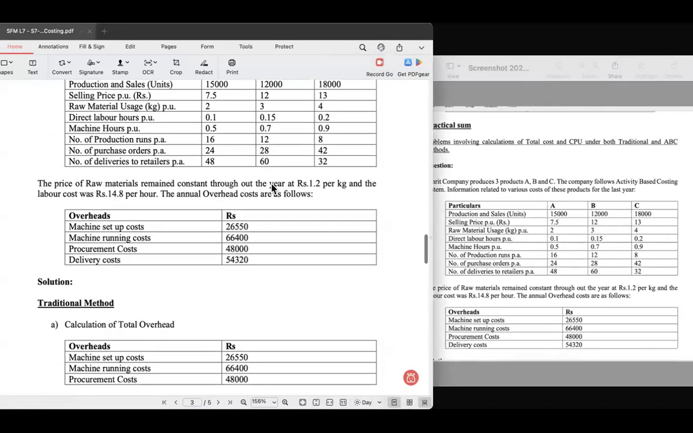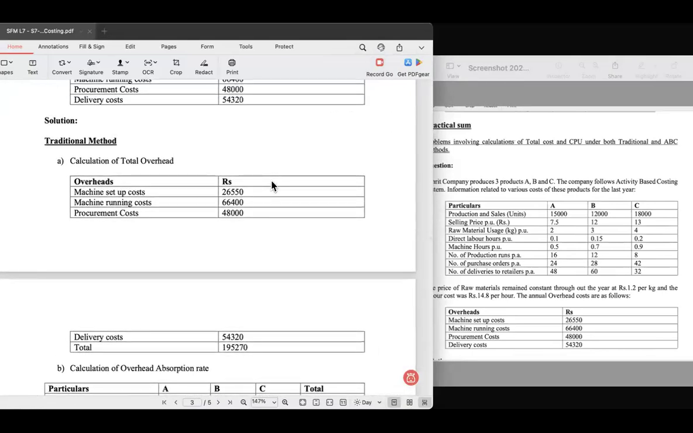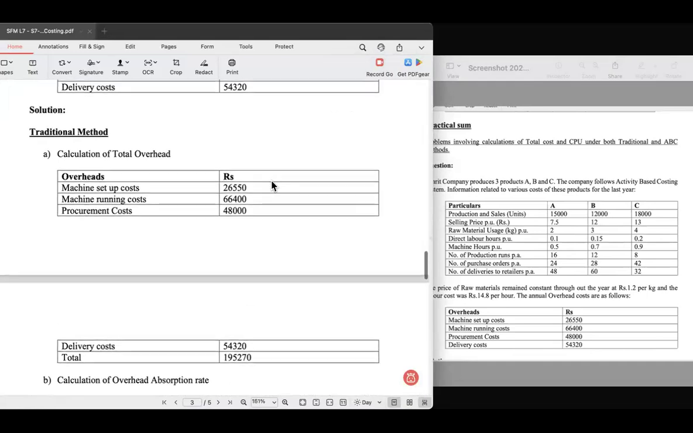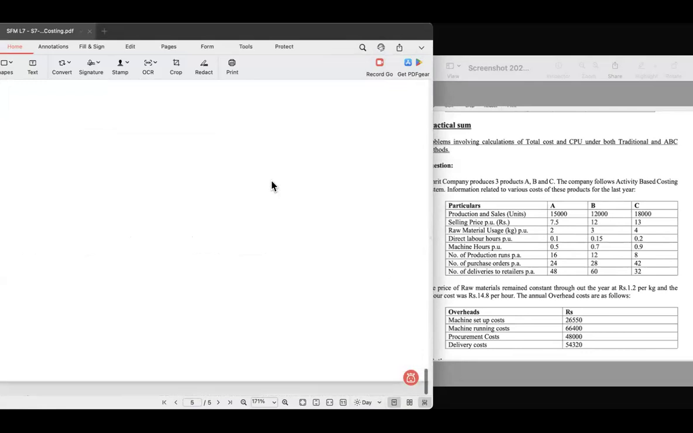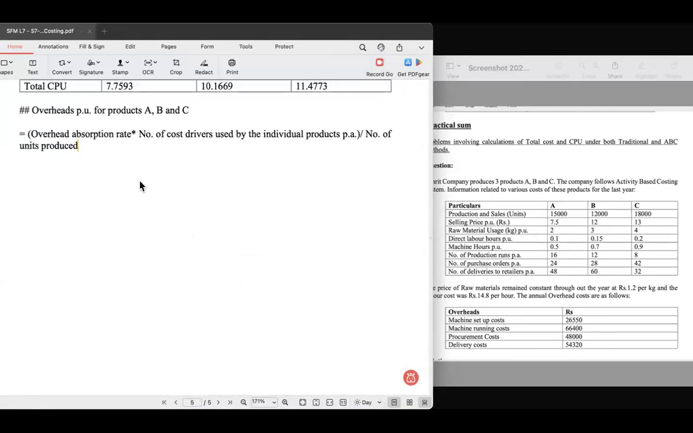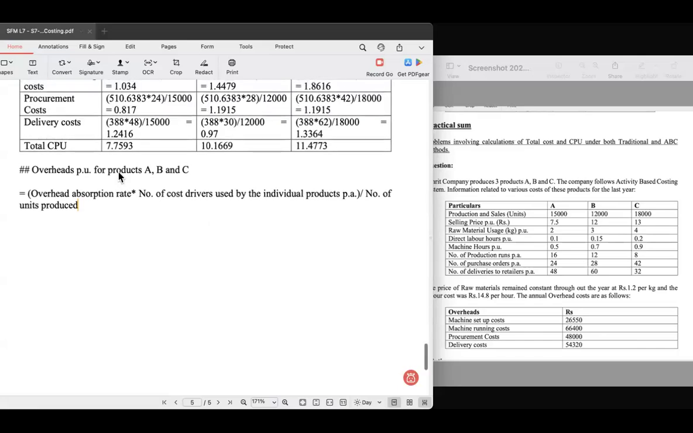Okay, that's better. Right. Now we're going to calculate using the traditional method. First, in order to calculate the overhead absorption rate, before we move on, overhead absorption rate equals number of cost drivers used by overhead absorption rate, number of cost drivers used by individual products per annum over number of units produced. So this is the formula which we'll be using.